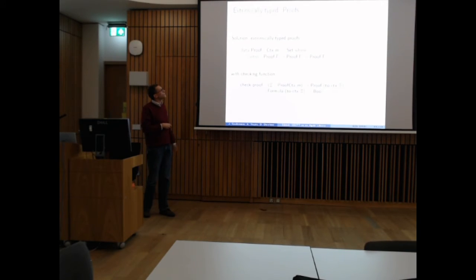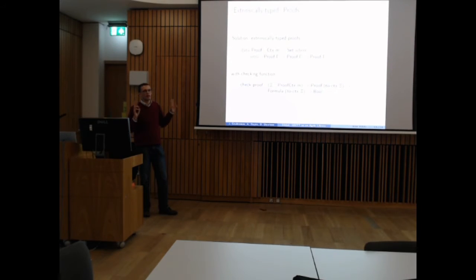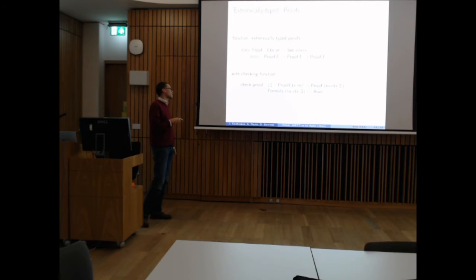So how I try to solve that now is by going to extrinsically typed proofs. So we just say here, this is a proof in this context. I'm not saying what it exactly proves, and then I'm writing a proof checking function that takes the proofs, takes a formula, and checks if this is a valid proof of that formula, and gives back the result.